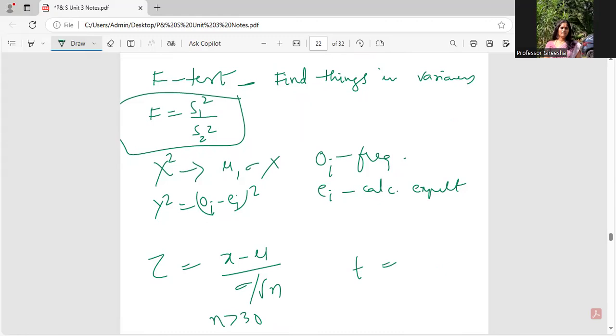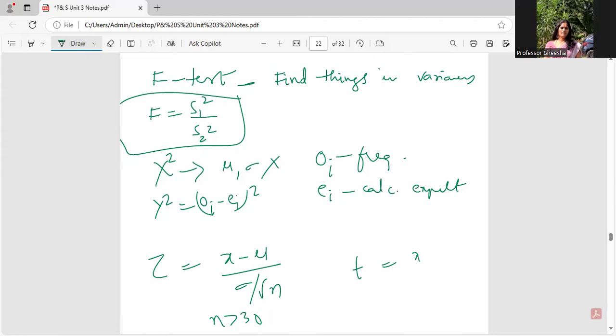T is also similar, guys. The T distribution formula also looks like that only. I'm just looking into it to avoid errors. T distribution is for small samples. The T formula would be x bar minus mu by sigma only.